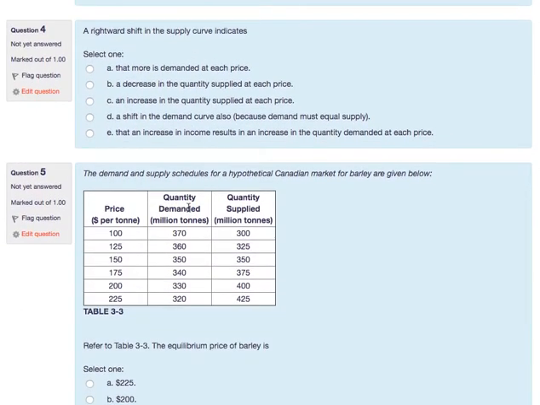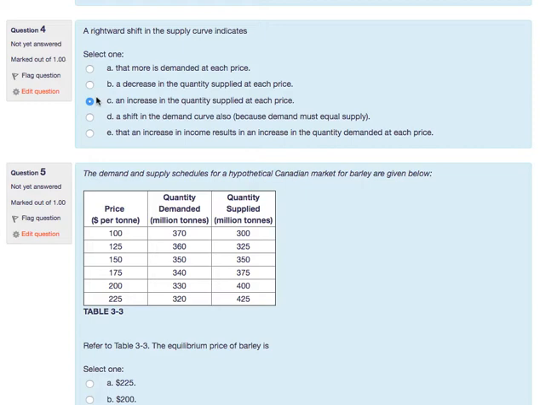"A rightward shift in the supply curve indicates that more is demanded at each price." No, to have more demanded at each price would be a rightward shift in the demand curve. "A decrease in the quantity supplied at each price" is false, because that would be a leftward shift of the supply curve, where the quantity supplied would be smaller at each price. "An increase in the quantity supplied at each price" is the right answer.